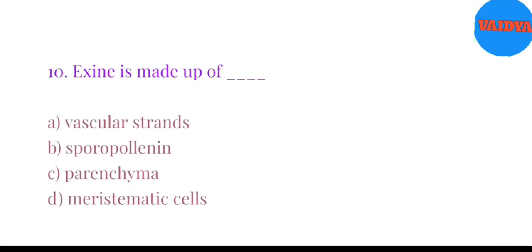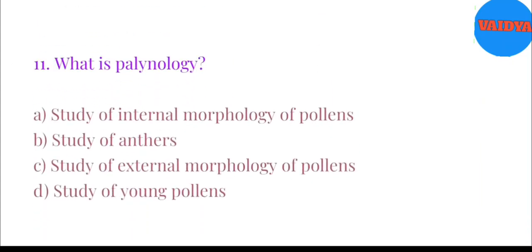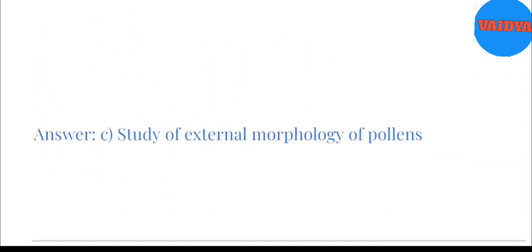10. Exine is made up of? A. Vascular strands. B. Sporopollenin. C. Parenchyma. D. Meristematic cells. Answer: B. Sporopollenin. 11. What is palynology? A. Study of internal morphology of pollens. B. Study of anthers. C. Study of external morphology of pollens. D. Study of young pollens. Answer: C. Study of external morphology of pollens.